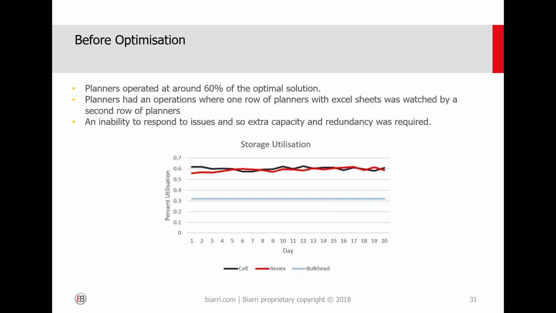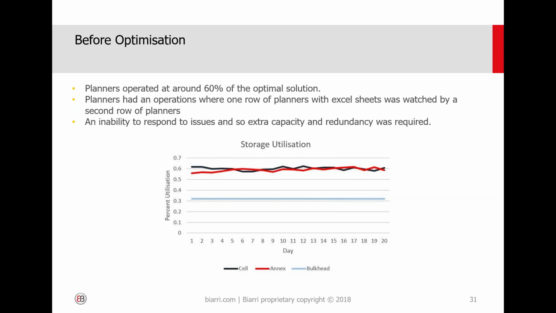So what did it look like before we optimized? So how did the problem exist for them? What was their set of issues? What was the status quo before we came? Well, the status quo wasn't good, that's for sure. The status quo meant that the planners had operated at around 60% of their capacity, 60% of the optimal solution, which is 100% capacity utilization.